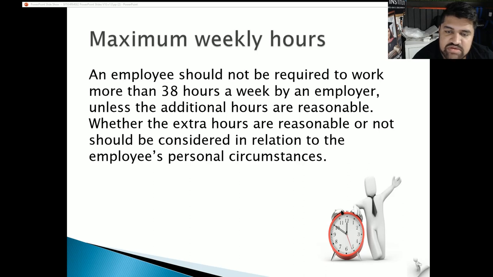Maximum weekly hours. An employee should not be required to work more than 38 hours a week by an employer unless the additional hours are reasonable. Whether the extra hours are reasonable or not should be considered in relation to the employee's personal circumstances.